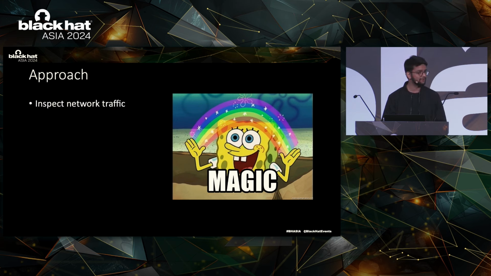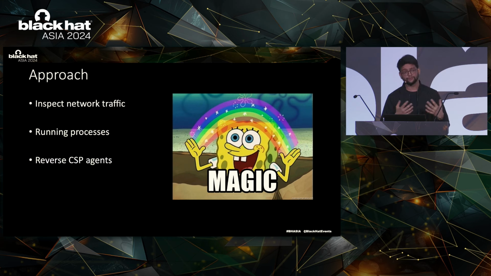Since we had root access to the compute instance, we wanted to inspect the network traffic that is going in and out when we do something. We want to check the running processes to find such agents. Reverse those cloud service provided agents, because they're not open source, and maybe we can find some undocumented API or some overly permissive API. And of course, explore the logs that are generated when we do something.